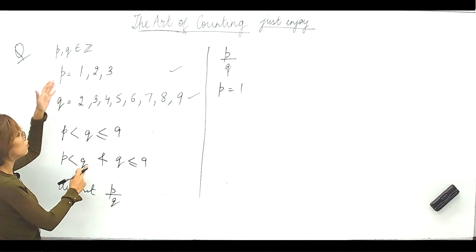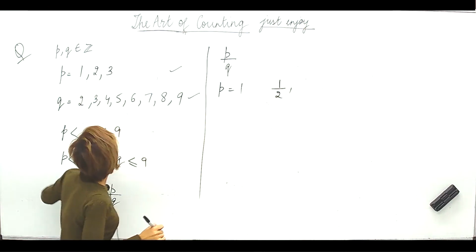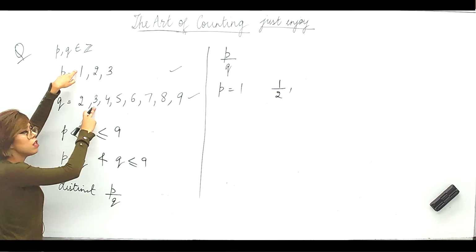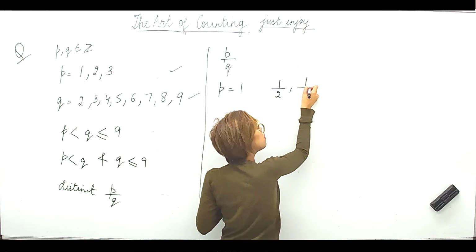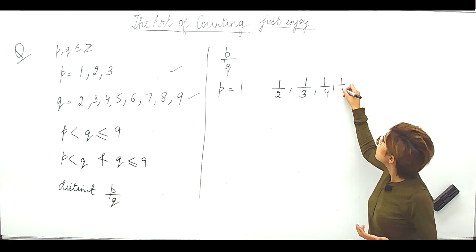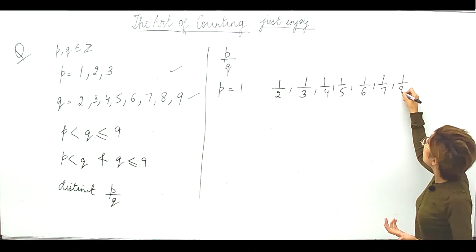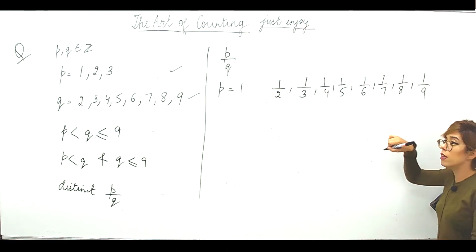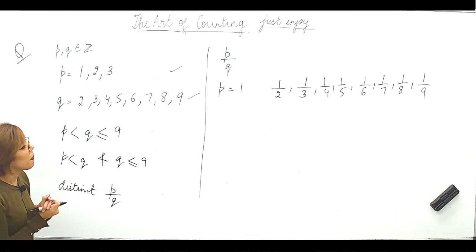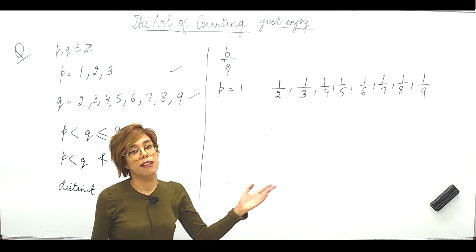Absolutely, because 1 is less than 2, right? So my rational number is 1 by 2, right? Now if P is 1, can Q be 3? Absolutely, 1 is less than 3, so 1 by 3 is also possible. How about 1 by 4? Yes. 1 by 5? Yes. 1 by 6? Yes. 1 by 7? Yes. 1 by 8? Yes. 1 by 9? Yes. 1 by 10? Absolutely not. We have done up to 9, people, right? Okay. So hardly tiny numbers. It was such a small case, we wrote it all down, right?